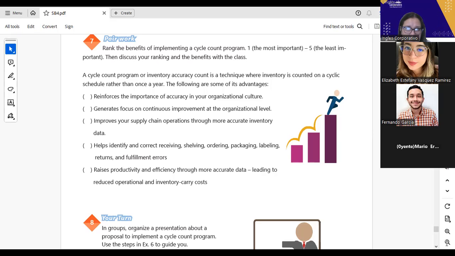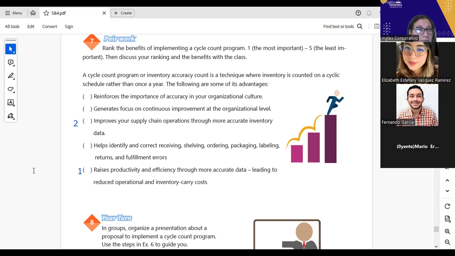Improves your supply chain. And it will depend on the kind of business that you own. All right, so let's leave it. I'm going to put it outside. This could be the first one, and improve your supply chain would be number two. We'll leave it like number two, because they're related. So those will be the two more important.